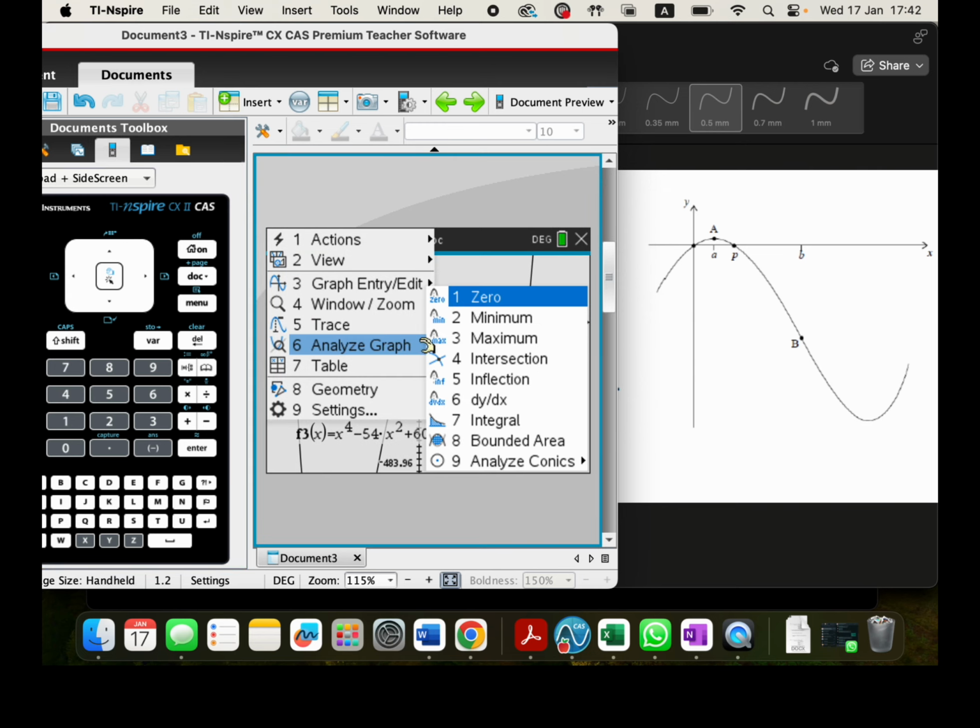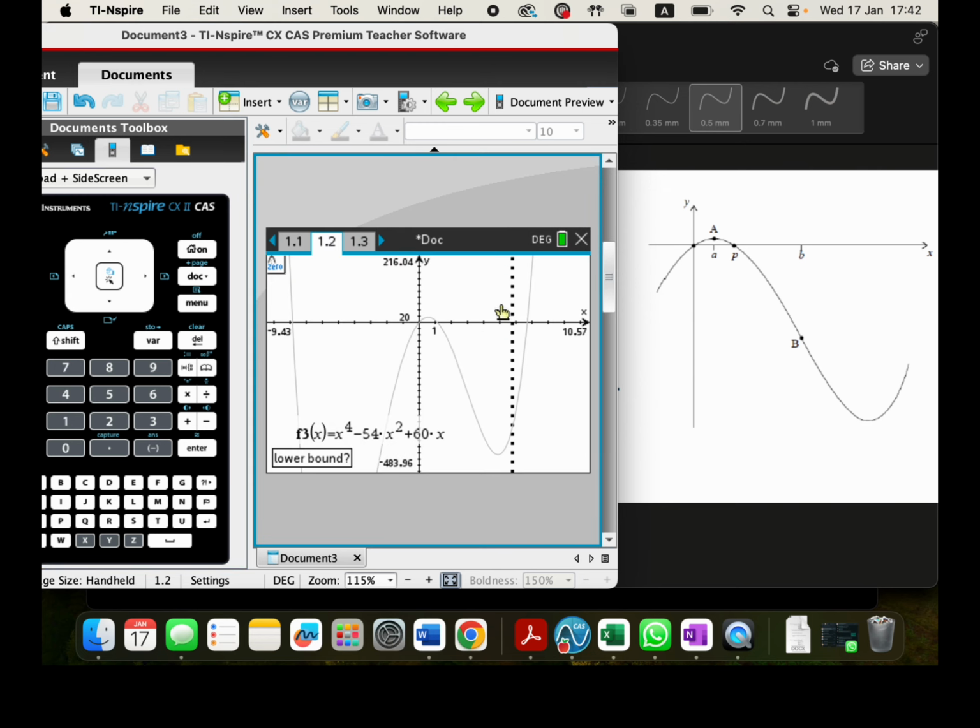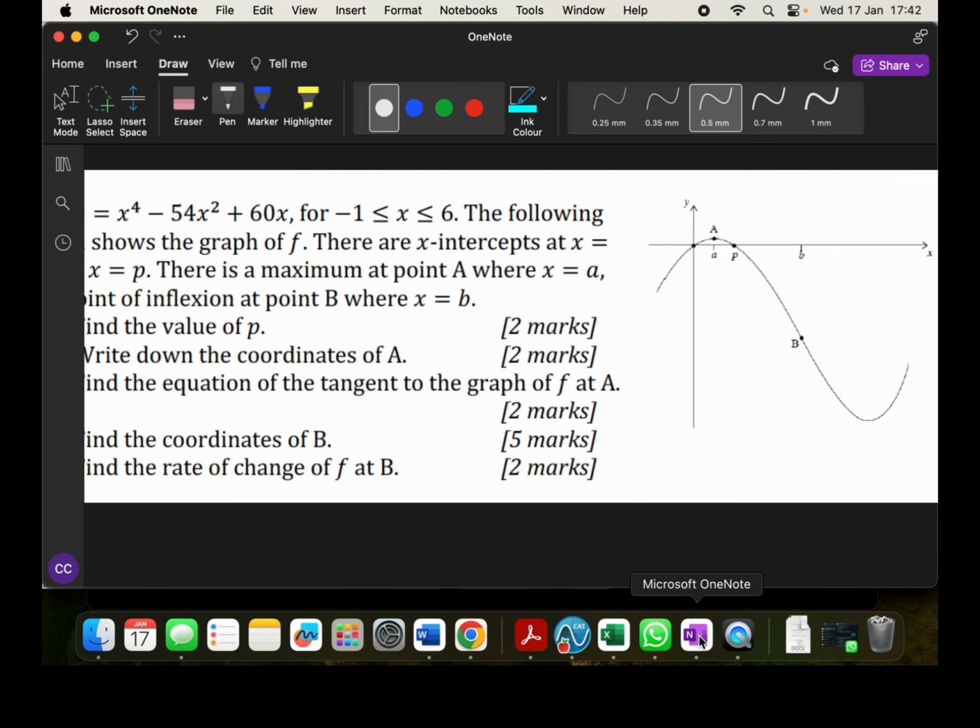So menu, analyze graph. We're going to find a 0. So we have 1.14 is our first answer. Because we're told what it is, all we have to do is use our calculator, and we know that the value of p equals 1.14.